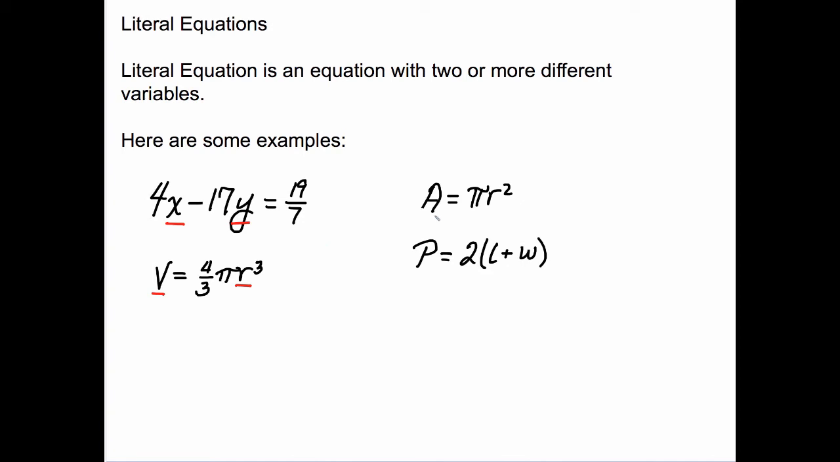In this third formula, A equals pi r squared, there are two variables, A and r, so it is a literal equation. And finally, the formula for the perimeter of a rectangle, P equals 2 times L plus W. Those are also an example of a literal equation and a formula.